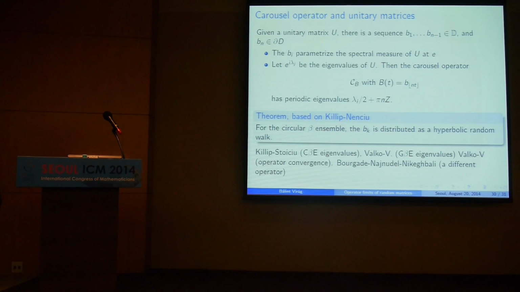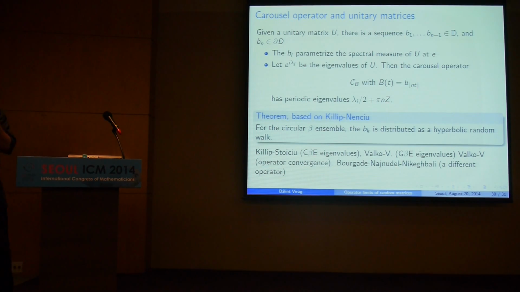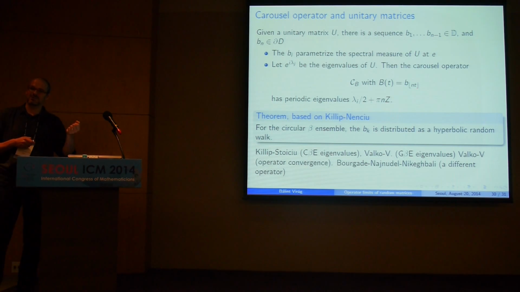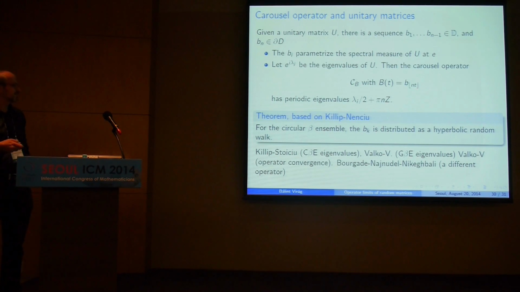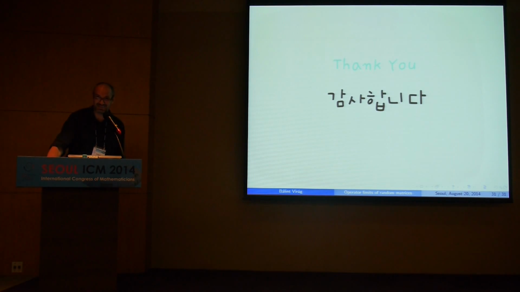And if you take the circular beta ensemble, then the consequence of a theorem of Killip and Nenciu is that B_k actually performs a random walk on the hyperbolic plane. Just a nice, ordinary, time-homogeneous random walk. So it's exactly a random walk. Everything matches, and it's really, really pretty. So it's not so surprising that when you do your scaling, the random walk converges to Brownian motion, and these operators will converge the way we want. So maybe that's how I end. Thank you for listening.